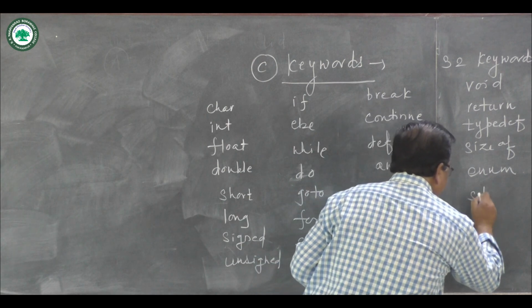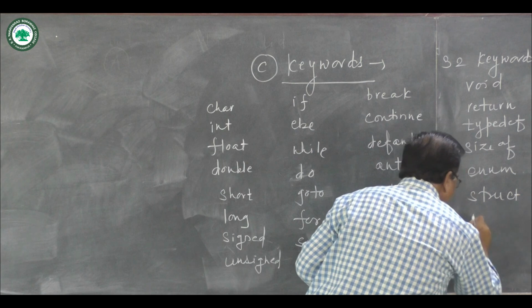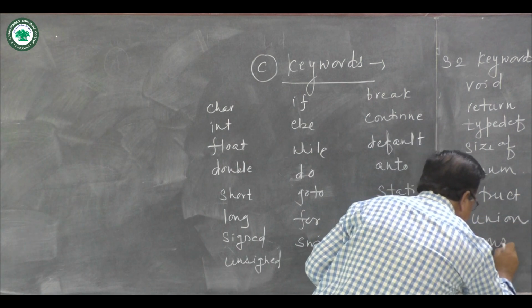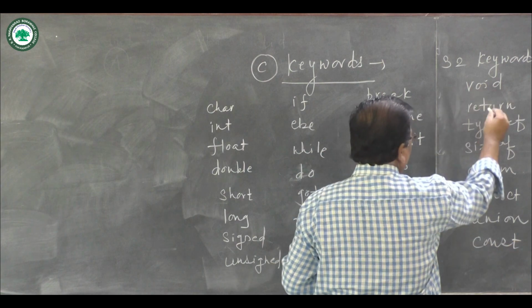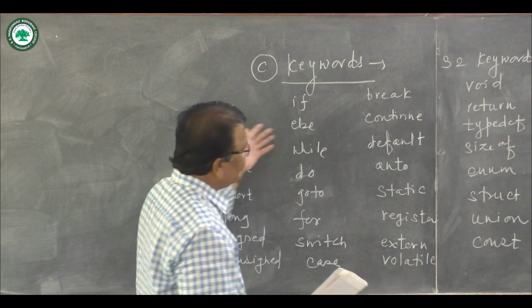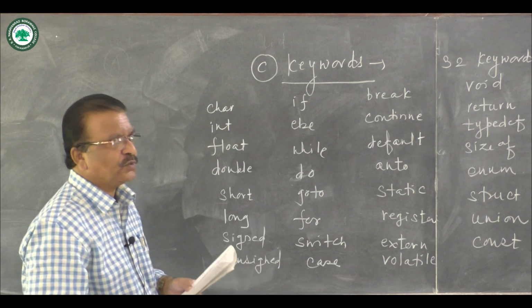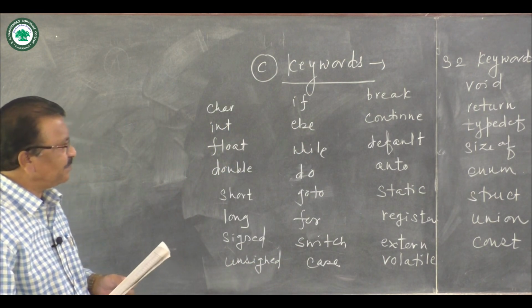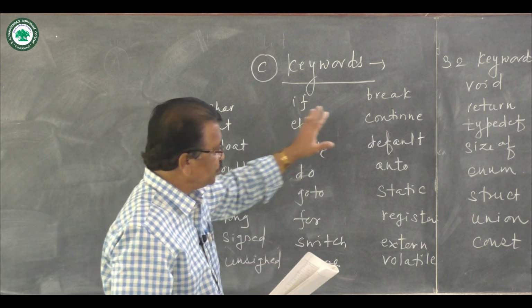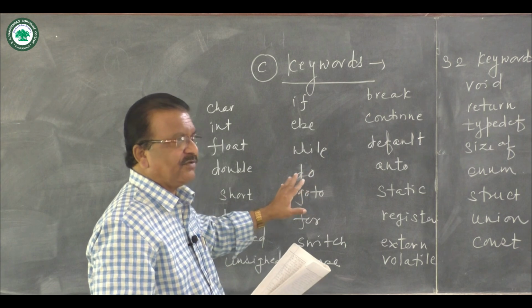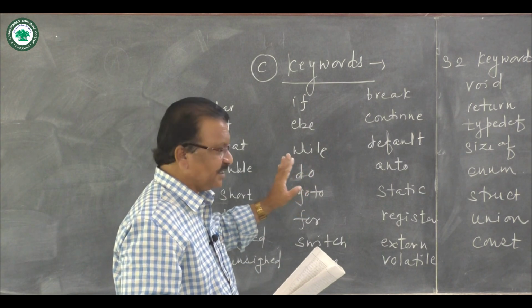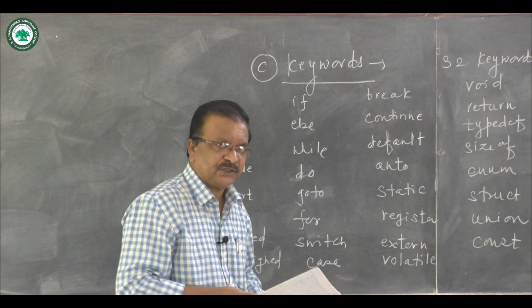Struct, union, const. So these are in all 32 keywords which have a standard predefined meaning in C, and these words you have to remember. They should not be used as user defined identifiers because they have a specific meaning in C. So today we will stop here.